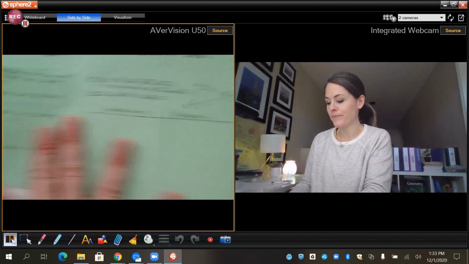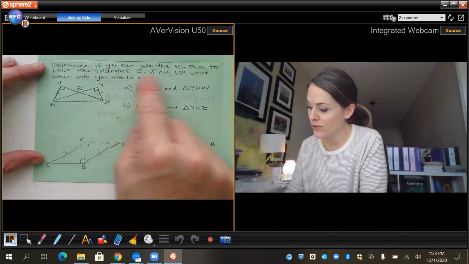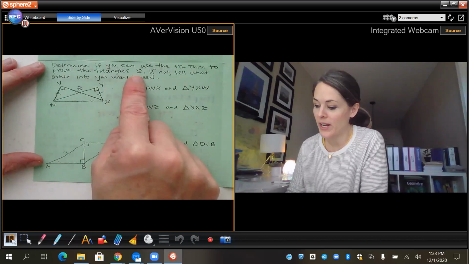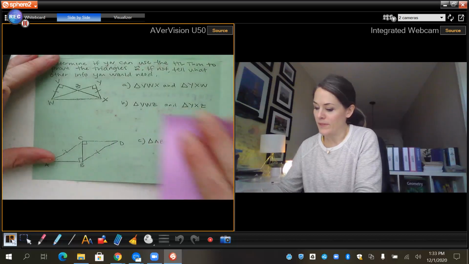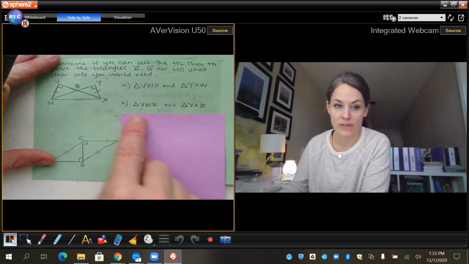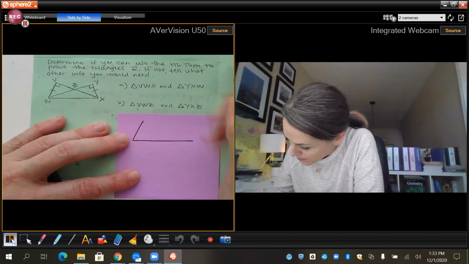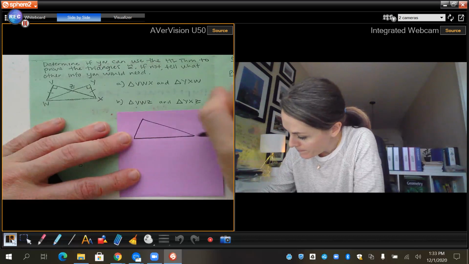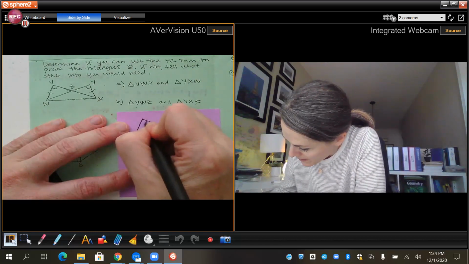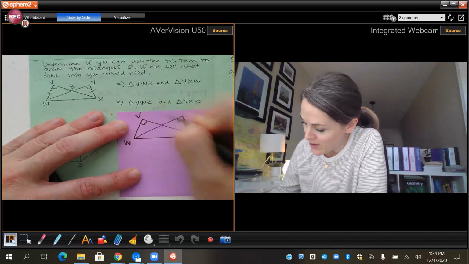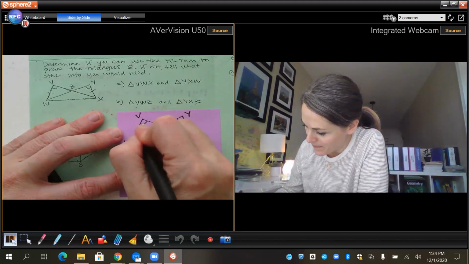I'll show you. But before we do that, we're going to do this one. It says determine if you can use HL to prove the triangles congruent. If not, tell what other information you would need. This one I am going to use a post-it note for the second one. So I'm just going to quickly redraw, because when I draw my picture, I don't want it to be confusing. So I'm going to do it 2 different times.